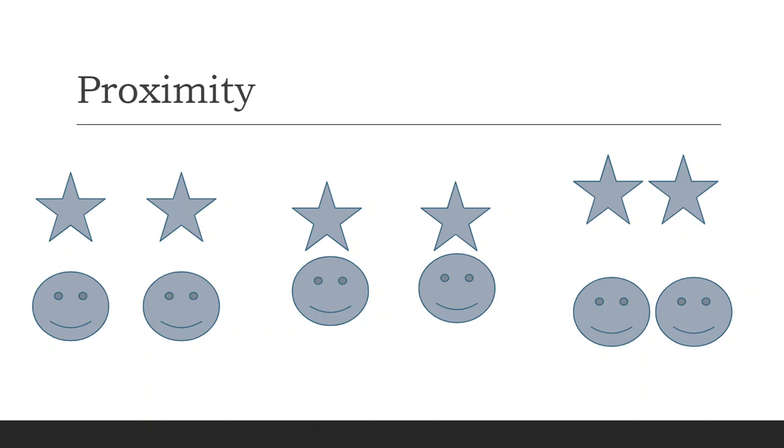Or we can group them a little bit differently. Now we can think of stars together and smileys together. Whereas this one, it's more like stars and smileys, stars and smileys. So when you're designing for learning, you can cluster ideas like this to help people understand them visually through images or even words. Here's some more examples of proximity.